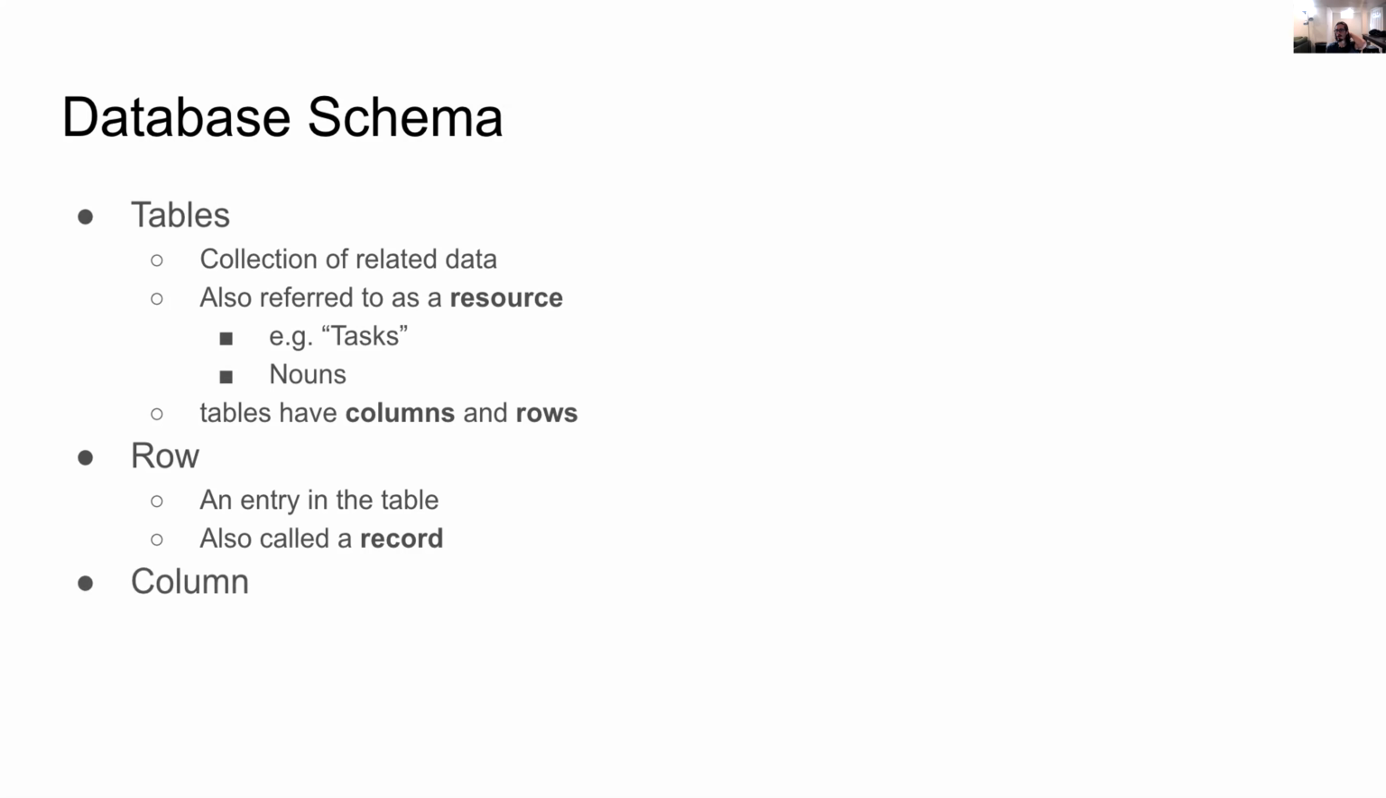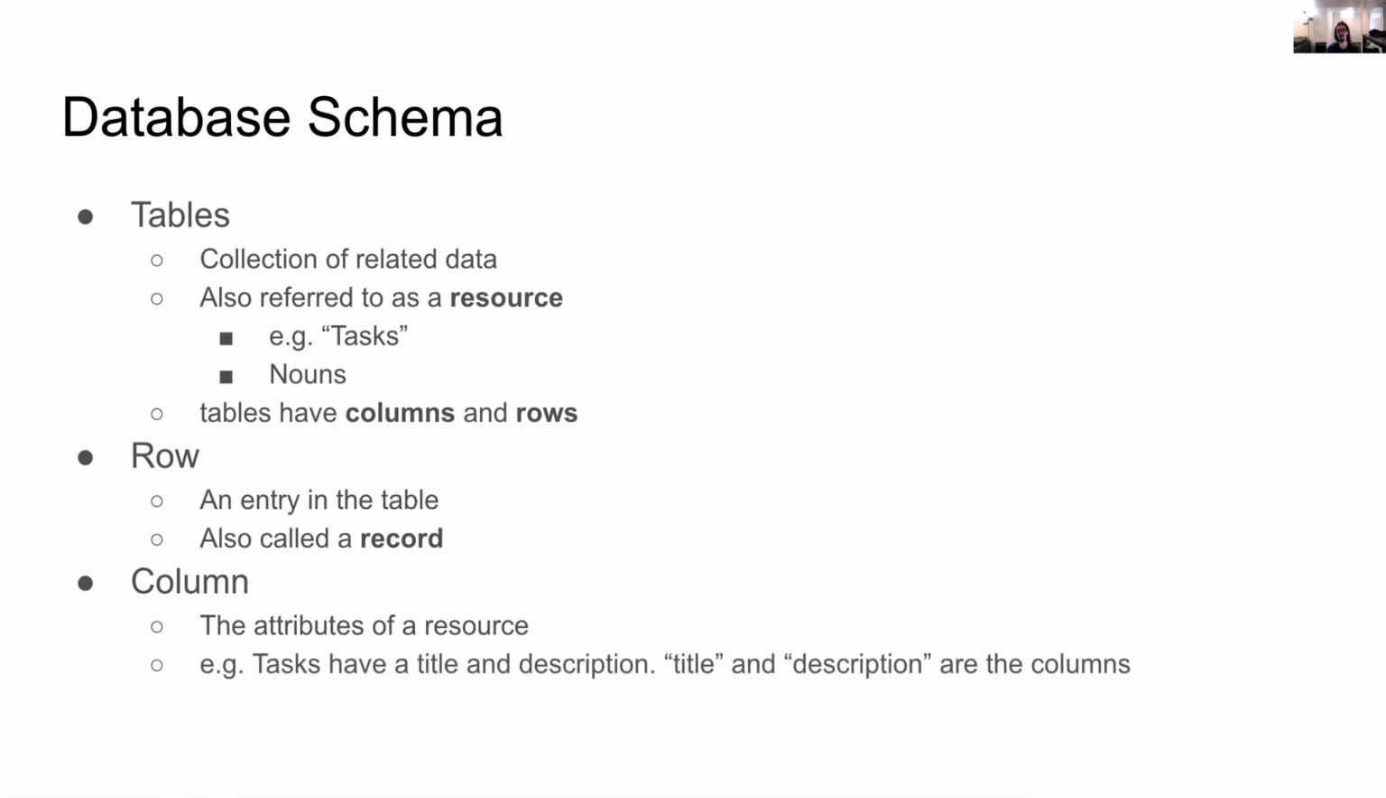And then finally, we're going to have columns in our tables. The columns are the attributes in that table, or the attributes of that resource. For example, a task would have a title and description. So we would have one column for title and one column for description. And that's what we have in Task Manager. Okay, what questions do y'all have? All right, let's keep going.